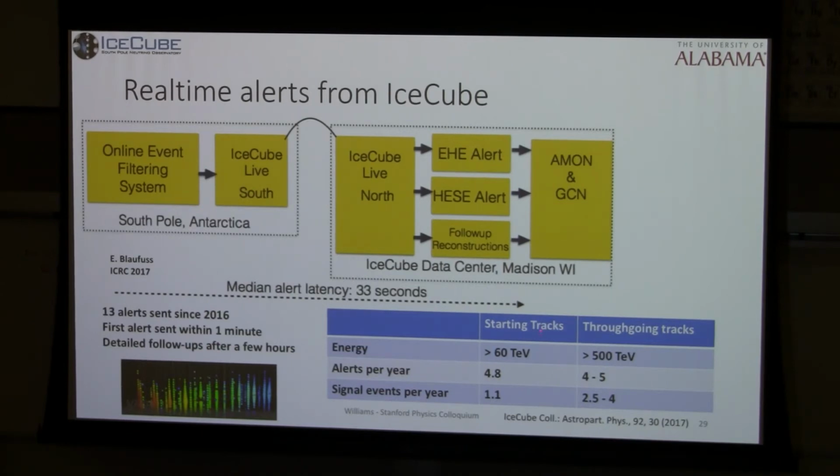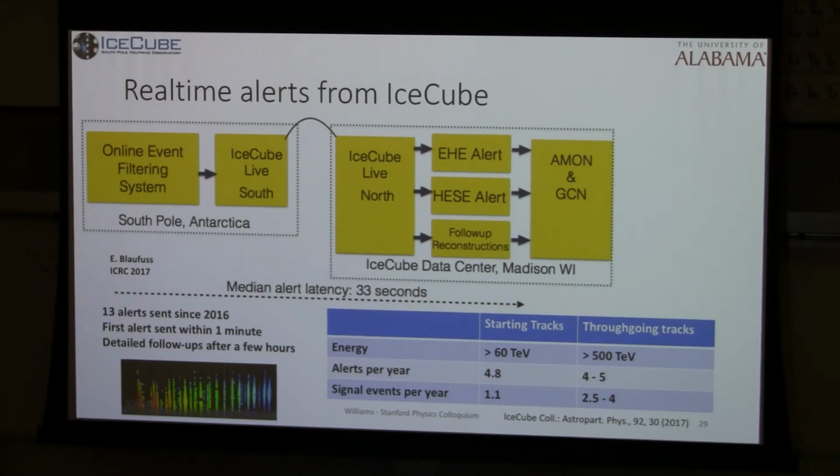And so the energy for the starting tracks, they start at 60 TeV for alert events. For through-going tracks, we have a higher threshold, that's 500 TeV. And each of them sends about 4 alerts per year. And these are non-overlapping samples. Through-going tracks do not pass the starting track search, so these are non-overlapping. And the expected signal events per year, that is the expected number of astrophysical events over atmospheric background, is about 1 for the starting tracks and 2.5 to 4 for the through-going tracks.